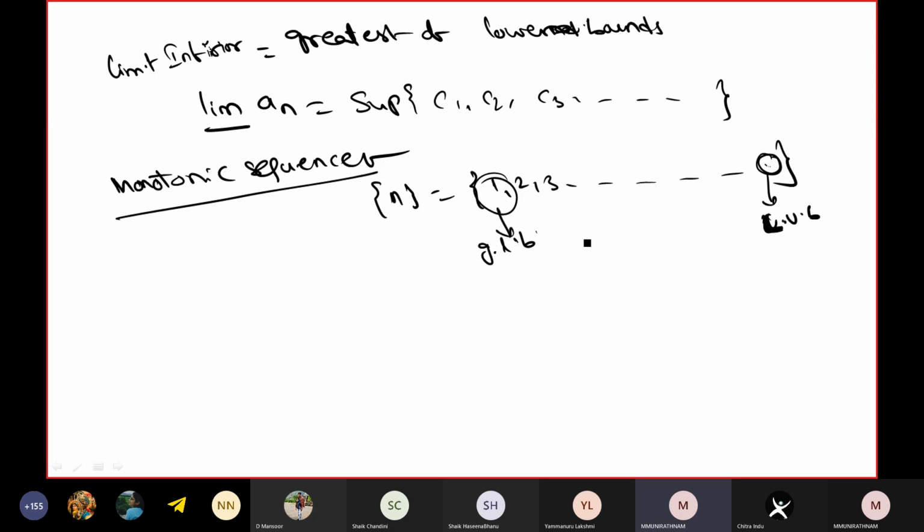Okay, if it is convergent, then that sequence will converge to the least upper bound. That sequence will converge to the least upper bound. Okay, least upper bound.